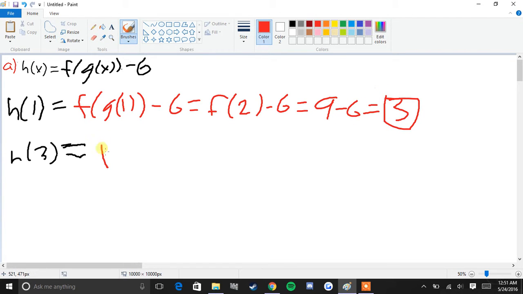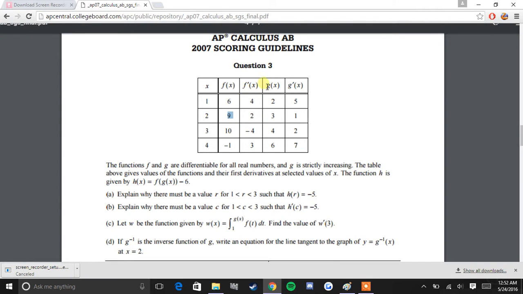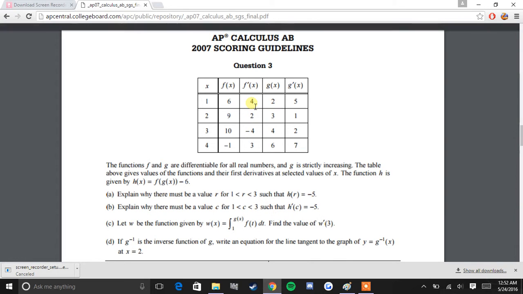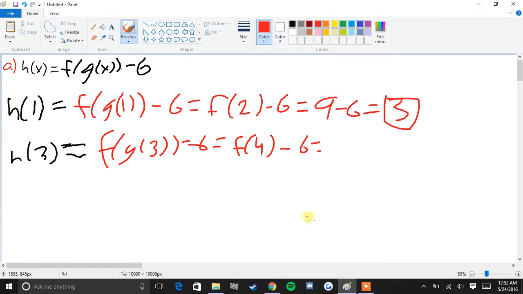Now same thing with h of 3. F of g of 3 minus 6 equals, we look at what g of 3 is. You have g of x, you have 3, that's 4. So we plug in 4. F of 4 minus 6 equals, look what f of 4 is. We have f of x at 4, and that is going to be -1. So -1 minus 6 equals -7.